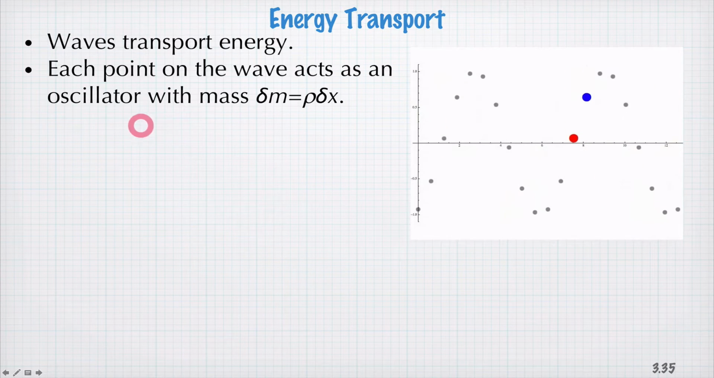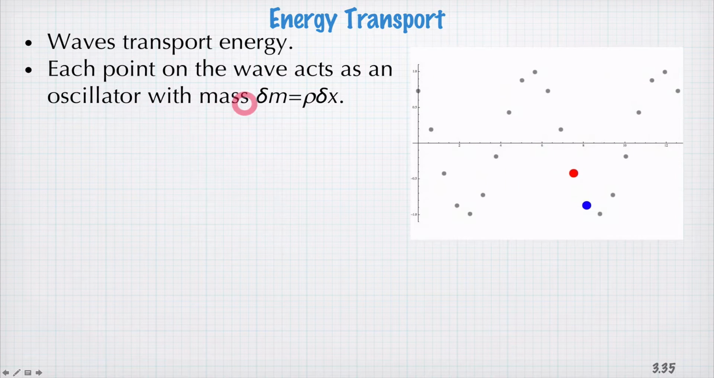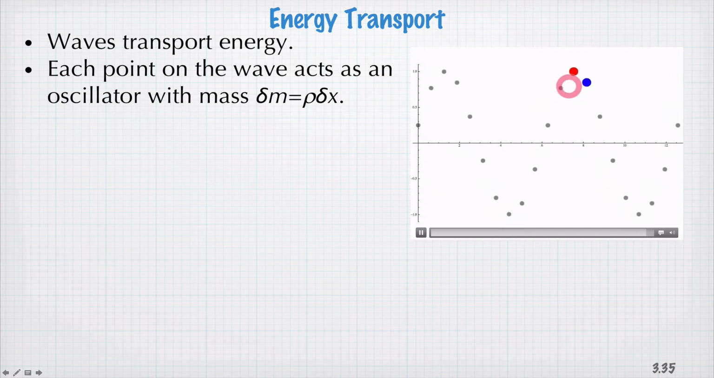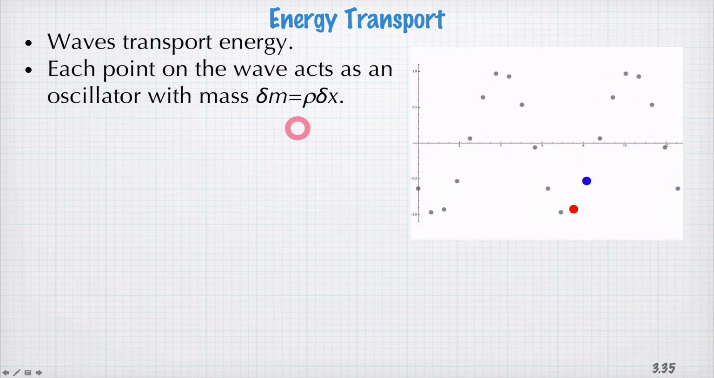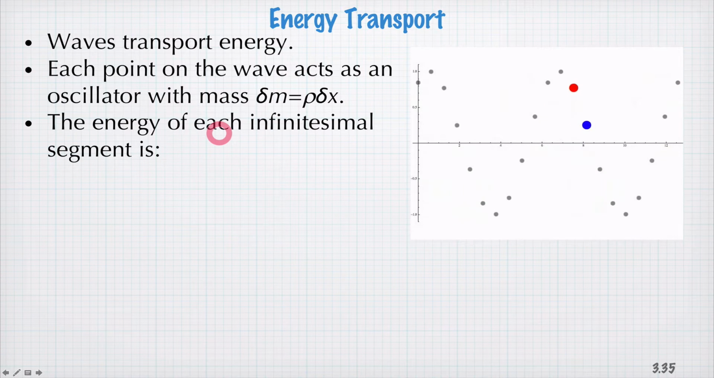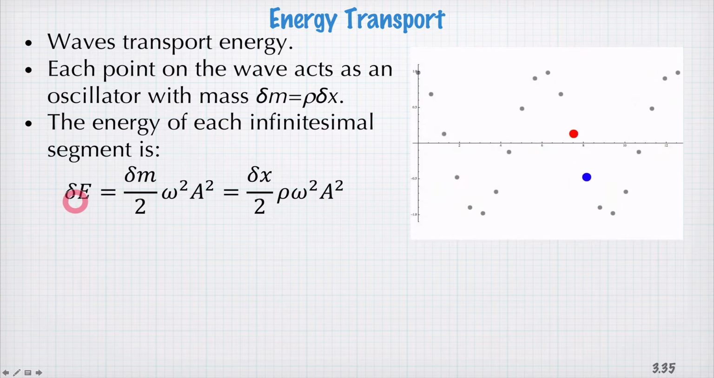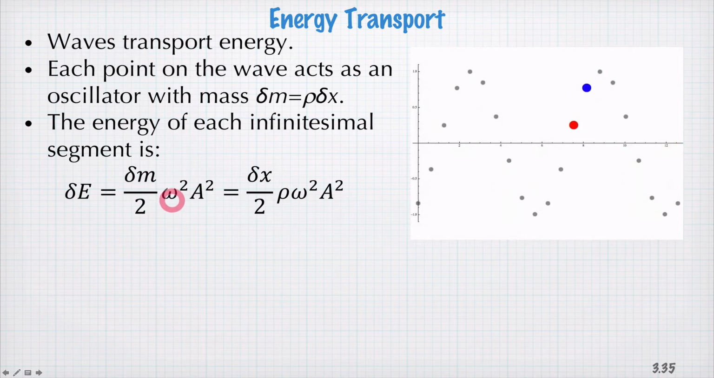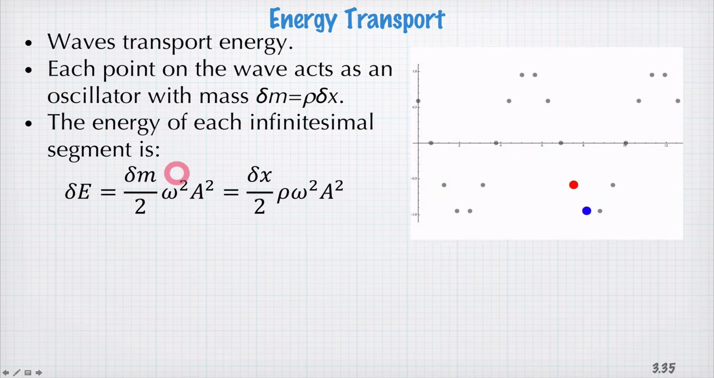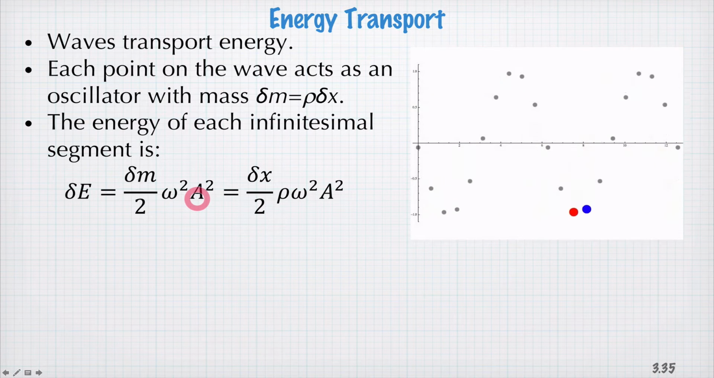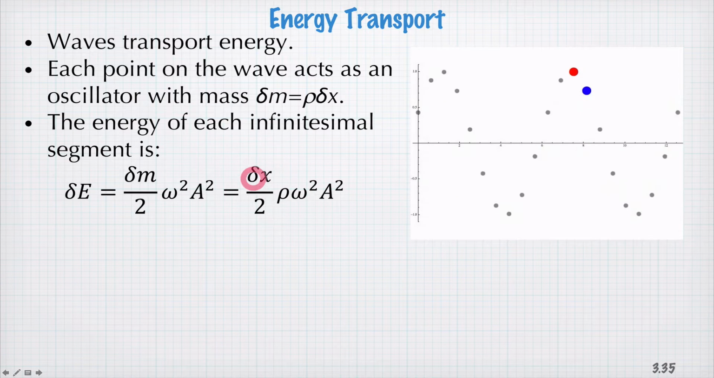So waves transport energy, and we're going to consider each point on the wave as an oscillator with mass delta m. And delta m, the infinitesimal mass, is given by the density of the string, rho, times delta x. So each of these masses, the red and the blue, we can consider as rho times delta x. The energy of each infinitesimal segment is given by the energy of this harmonic oscillation. So delta E, the energy of each segment, is delta m on 2, half m omega squared a squared. This is the energy in a harmonic oscillation, where a is the amplitude of the oscillation, or here the amplitude of the wave, and omega is the frequency. So we can rewrite delta m as delta x times rho.